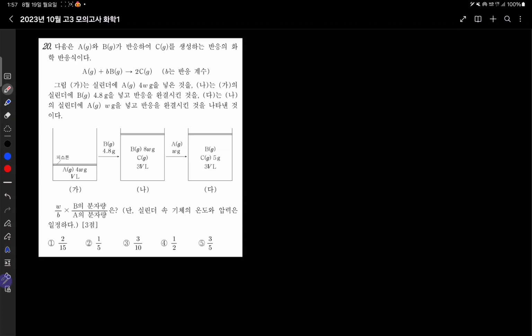After the reaction, B and C remain. That means A is all consumed, so A is limiting in the first reaction, and the mass of gas B left over is 8 times W gram, and the total volume of the gas is 3 times V liter.